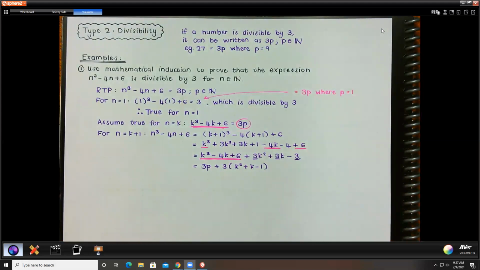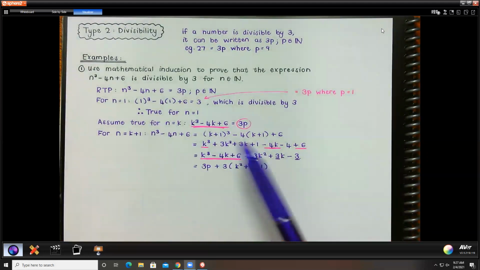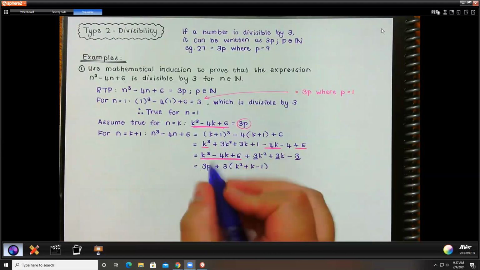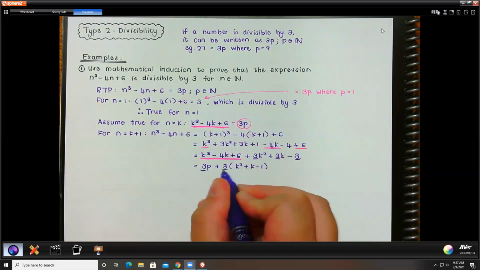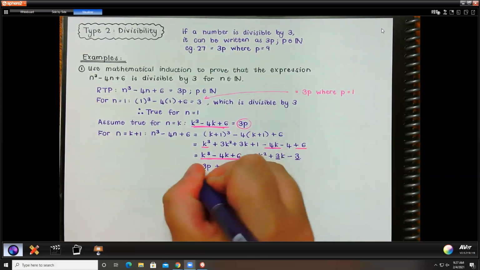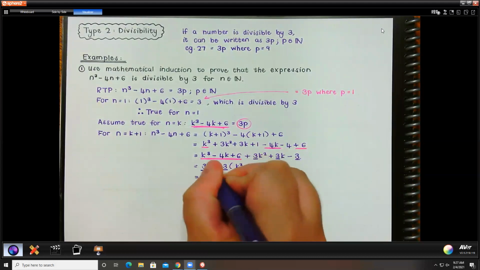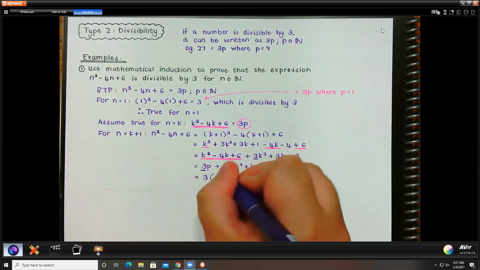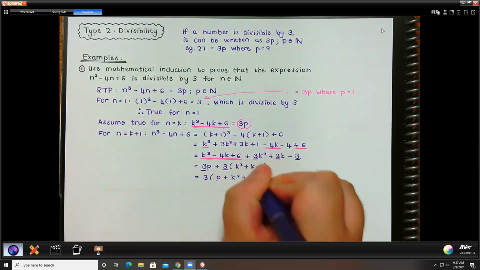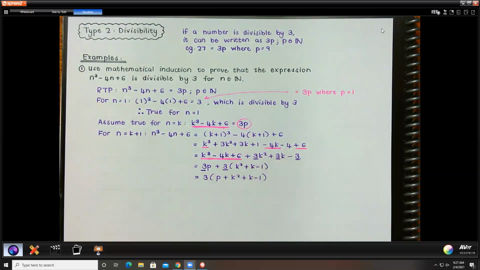Right? Now, remember we need to show that this expression is divisible by 3. So if we look here, again, we have 3 as a common factor in both of those terms. So now in the next line, we're again going to take out 3 as a common factor, and we're left with p plus k squared plus k minus 1.